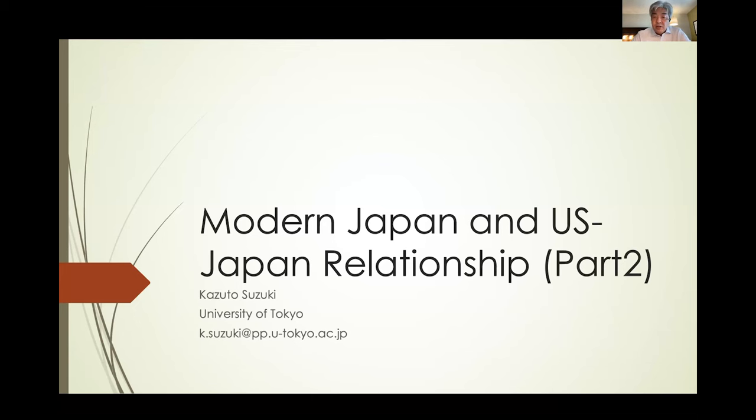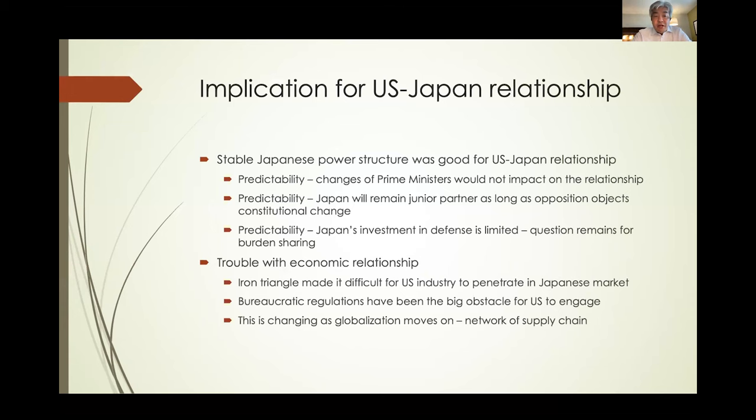So the second part, in the remaining 20 minutes, I'm going to talk about the Japan and US relationship. Basically, the Japan-US relationship is very stable. Japan is perhaps one of the most important strategic partners to the United States. And this is a very interesting case, because the stability of the political system in Japan contributed to the stability of the Japan-US relationship. Change of prime ministers or change of leaders has not changed the relationship with the United States.